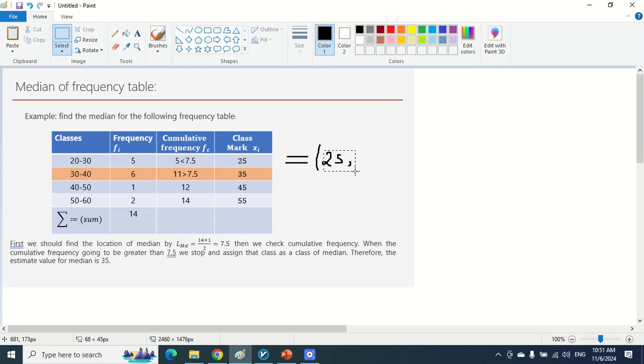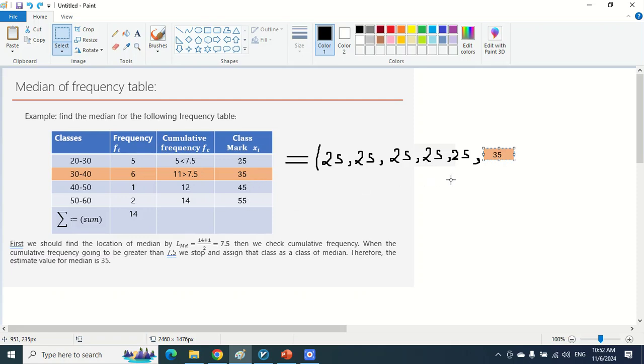Let me just grab it and put it again here. So 25 is repeated here 5 times. This is 4 times, and one more we should put here, so we have one more 25. For the next step, between 30 and 40 we have a frequency of 6, and this frequency of 6 means that 35, this number, is repeated 6 times. If we consider that 35 and repeat that number here 6 times, then we can put it here.